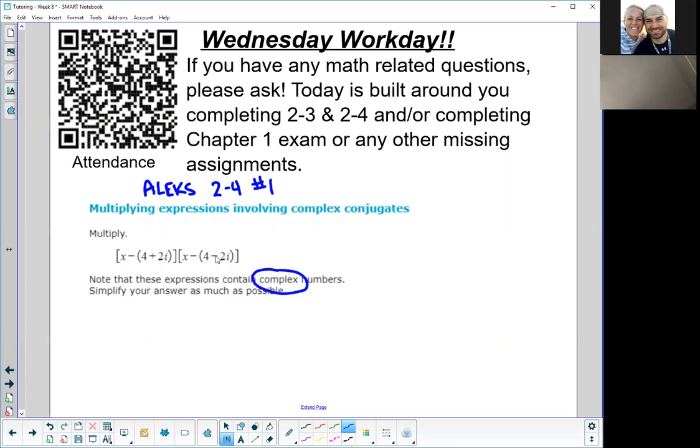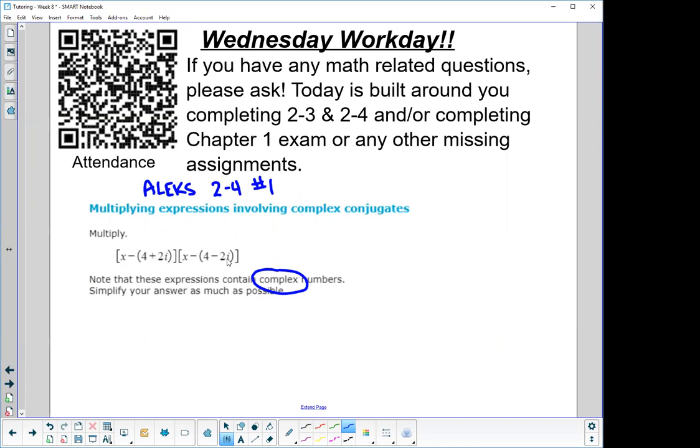Something we talked about in class is that anytime you have an imaginary, there's always going to be one that's a positive i, one that's a negative i. That's because they always work in pairs. So when we multiply this out, those i's are going to get canceled out.